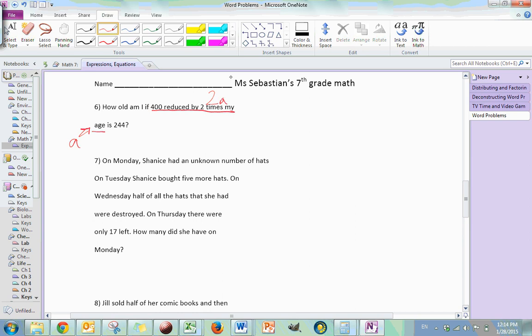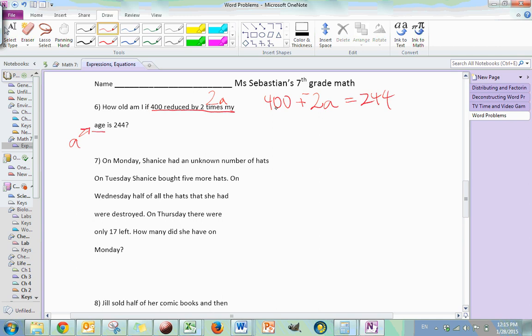That's 2a. Okay. Now, what is 400 reduced by 2 times my age? Or now we can just think of it as 400 reduced by 2a. So let's write 400, and reduced means minus. So we start with 400, and we made it smaller by 2 times my age, so 2a. And that equals 244.